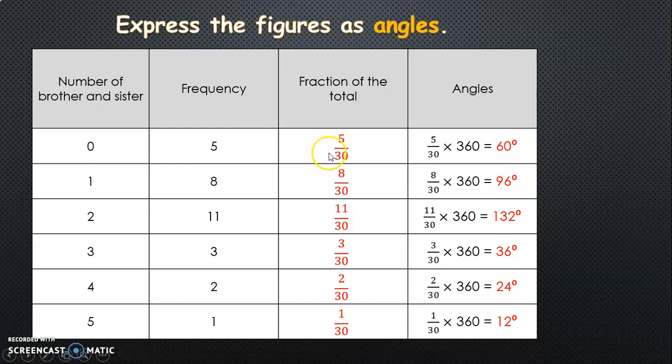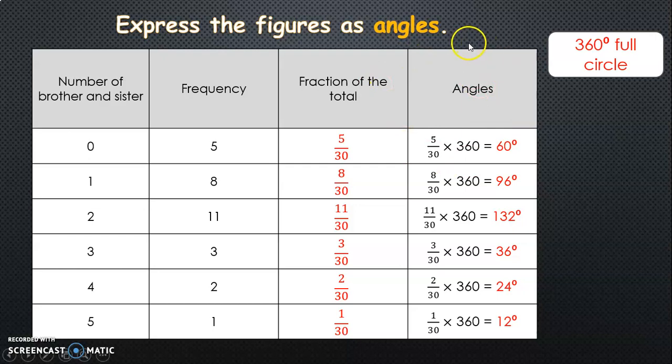So these three things you need to have need to complete. In order to get the angles, what you need to do is get the fraction of the total and then multiply it by 360. Why do we multiply it by 360? Because remember, a pie chart is a circle, a full circle. The total degrees of a full circle is equal to 360 degrees. That's why we multiply it by 360.